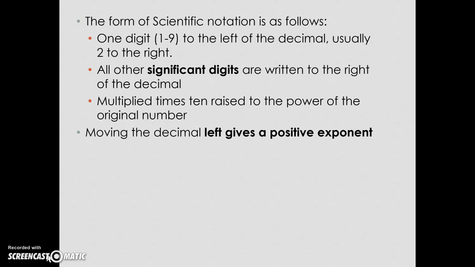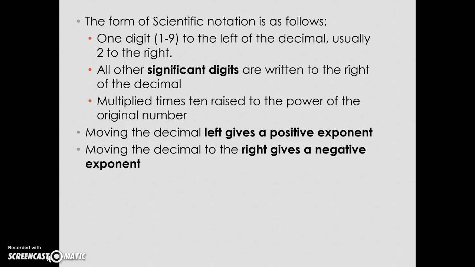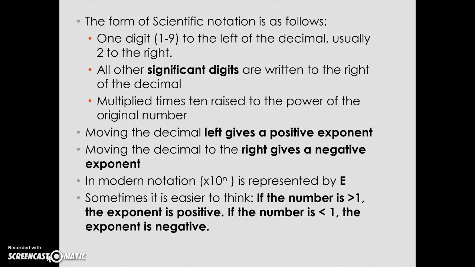Moving the decimal left gives you a positive exponent. Moving the decimal to the right gives a negative exponent. In modern notation, instead of saying times 10 to some power, we just say E and then the power. This will be brand new for you, but you'll really like it if you have to type up your work. You don't have to use any superscripts. Sometimes it's easier to think: if the number is greater than 1, the exponent is positive. If the number is less than 1, the exponent is negative.